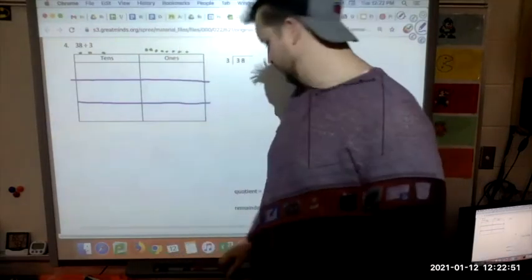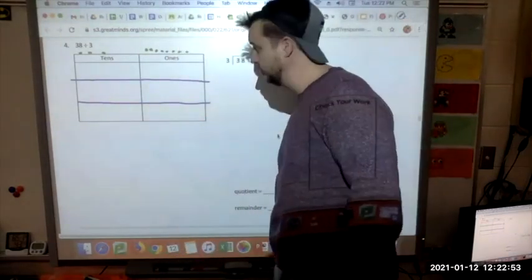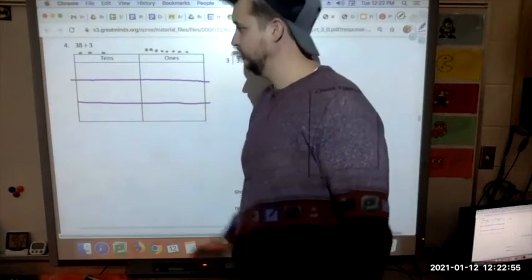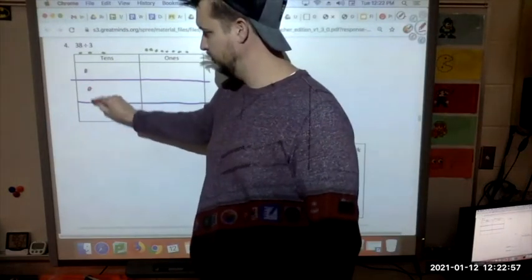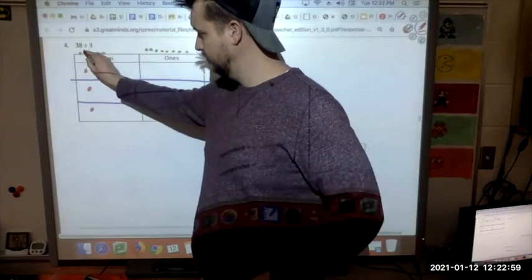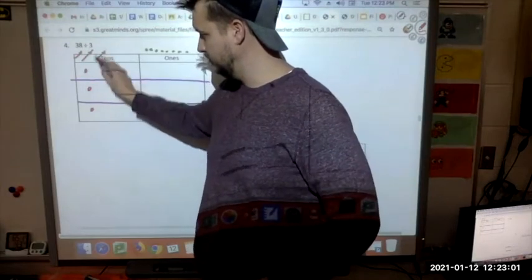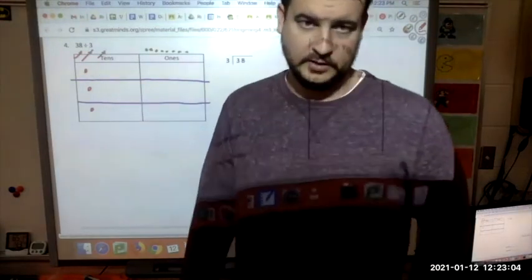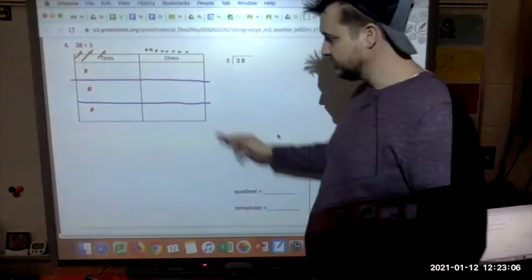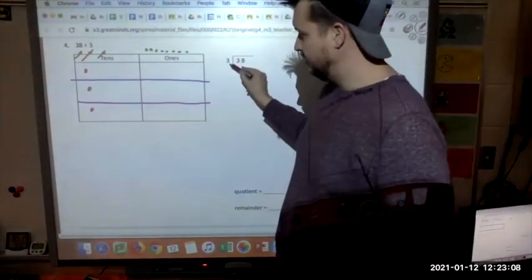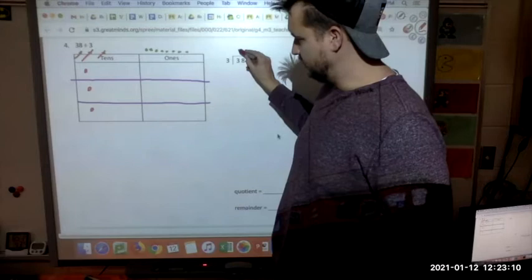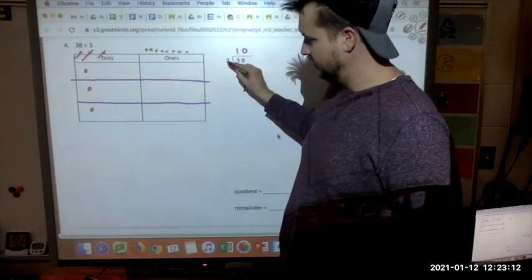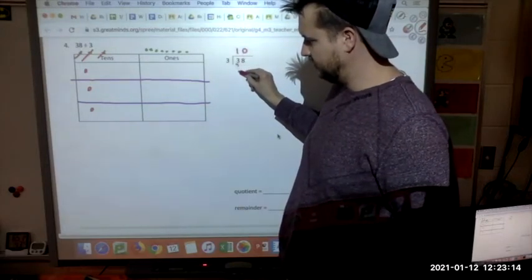Okay, so I'm going to share these 10s. 1, 2, 3. 1, 2, 3. They're gone. I've shared them. So what that's saying is the closest I can get to 30 is multiplying by 10. 3 times 10 is 30.